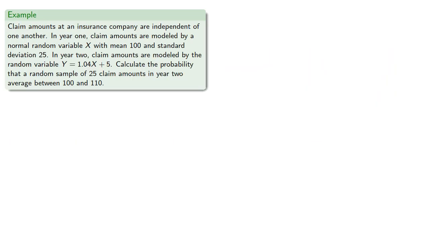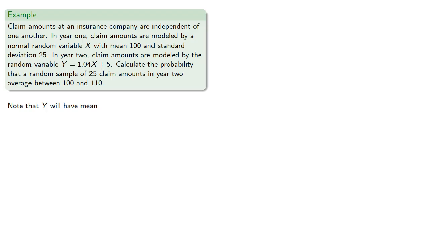Or let's consider claims at an insurance company and assume they're independent. In year 1, claim amounts have a normal random variable with a mean and standard deviation. In year 2, claim amounts are modeled by a linear function of this random variable. Let's calculate the probability that a random sample of 25 claim amounts in year 2 will average between 100 and 110.